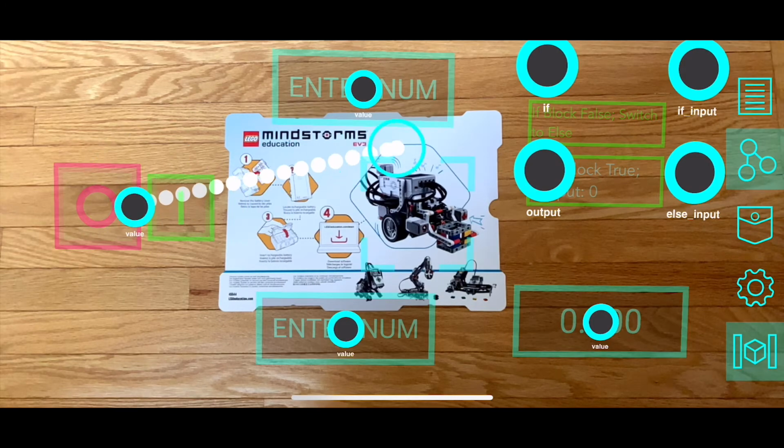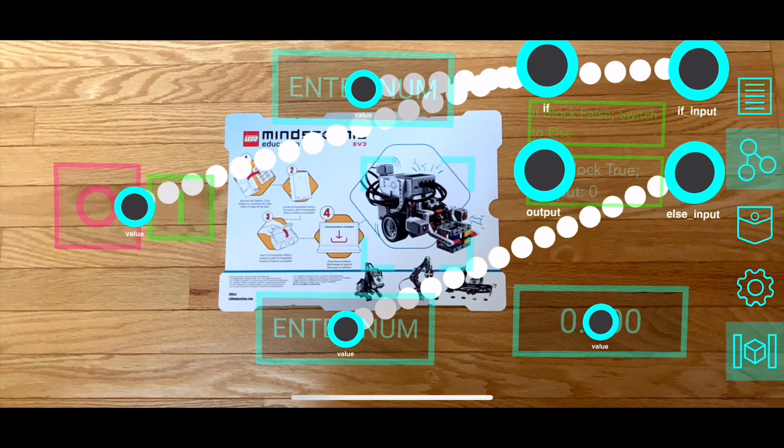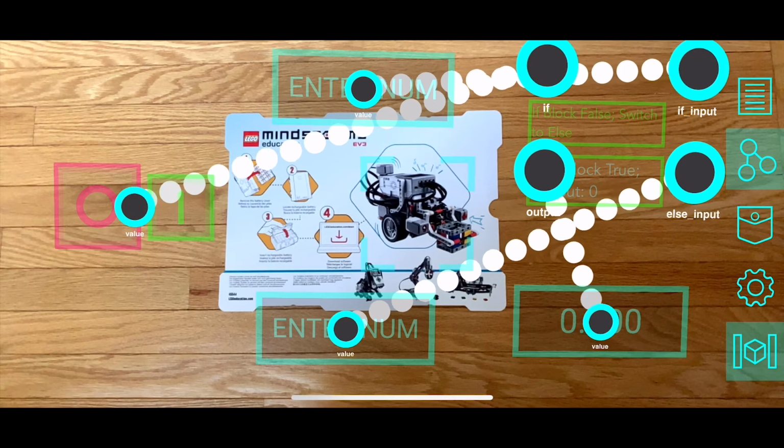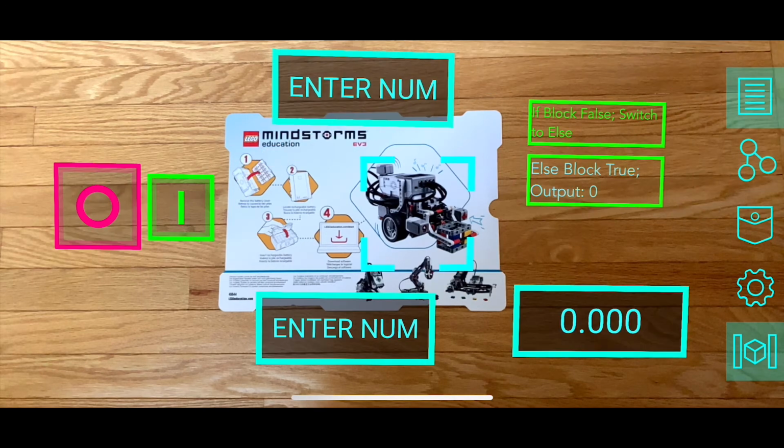So if we go into the programming tab, we can connect the switch tool to the if. We'll connect the number tools to if input and else input, and then from output, we'll connect that up to our value. So now we're ready to start entering numbers and using the Conditional Tool.